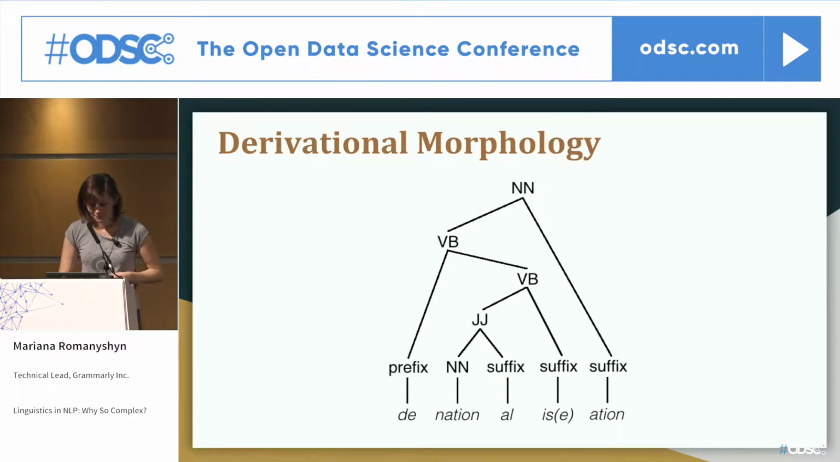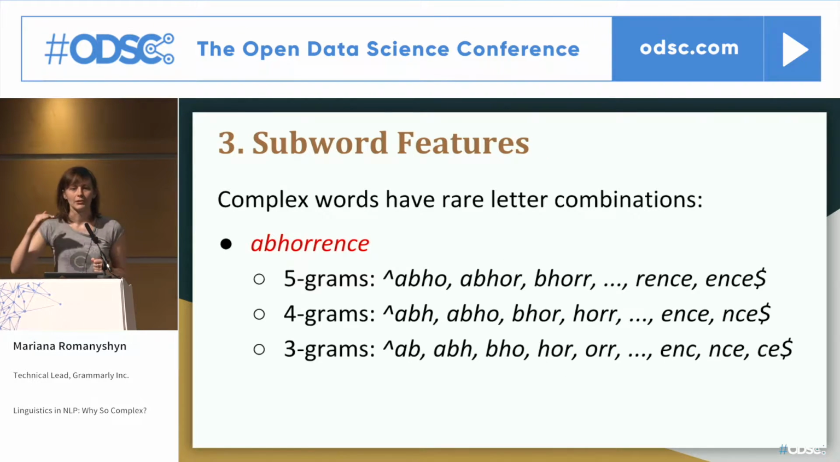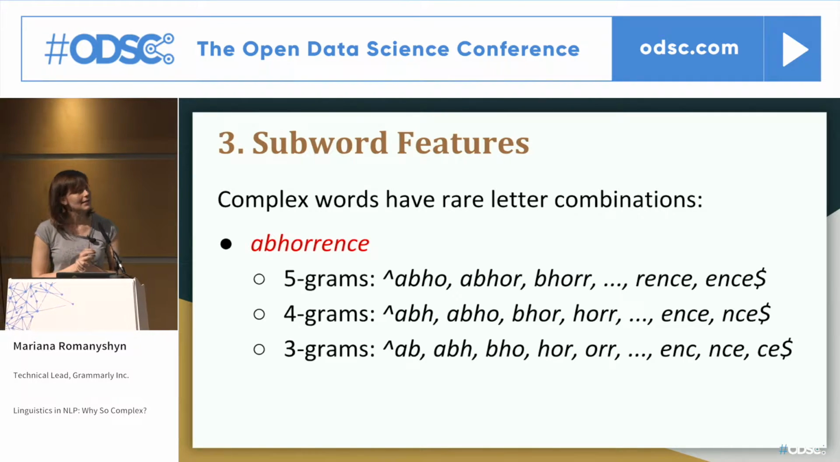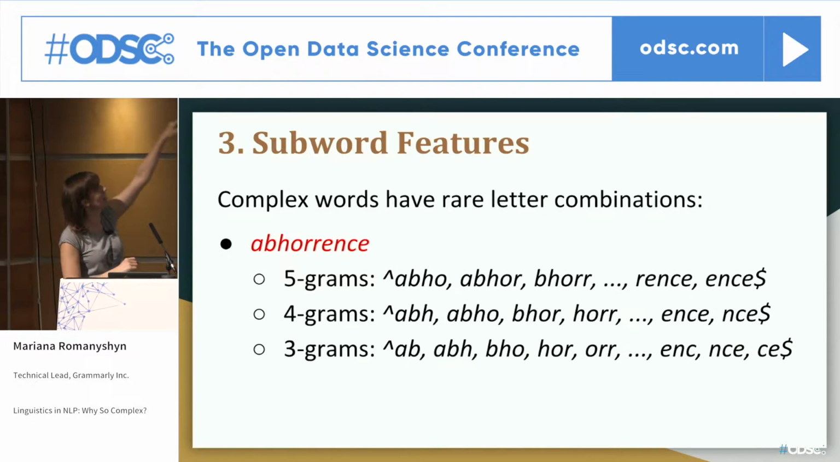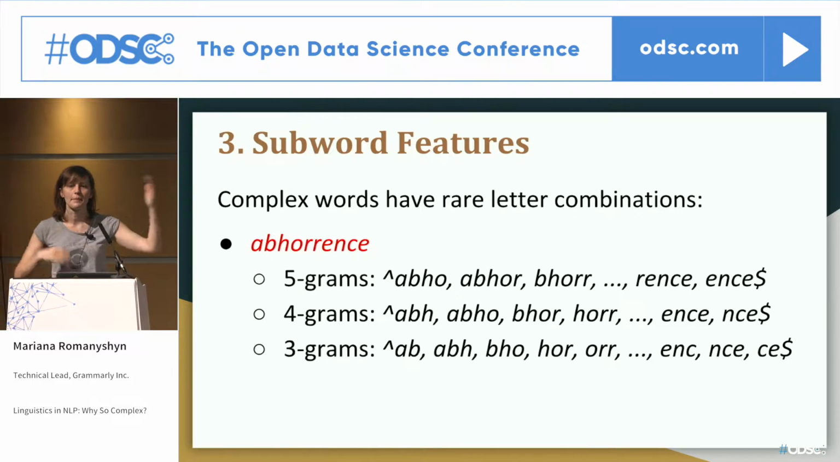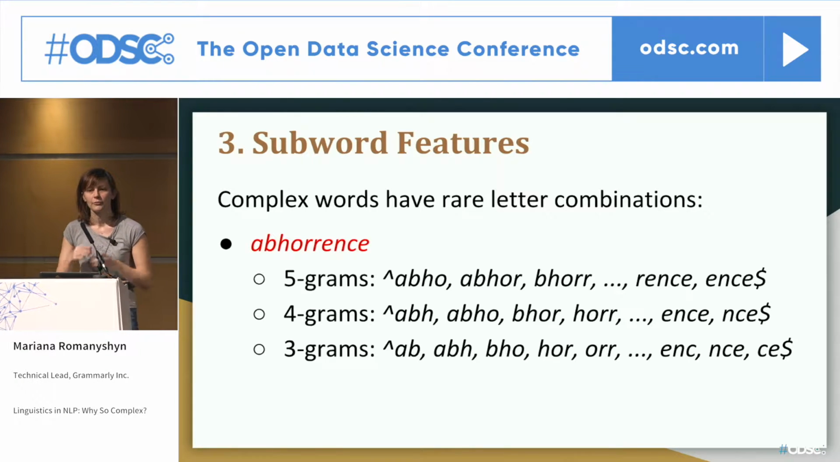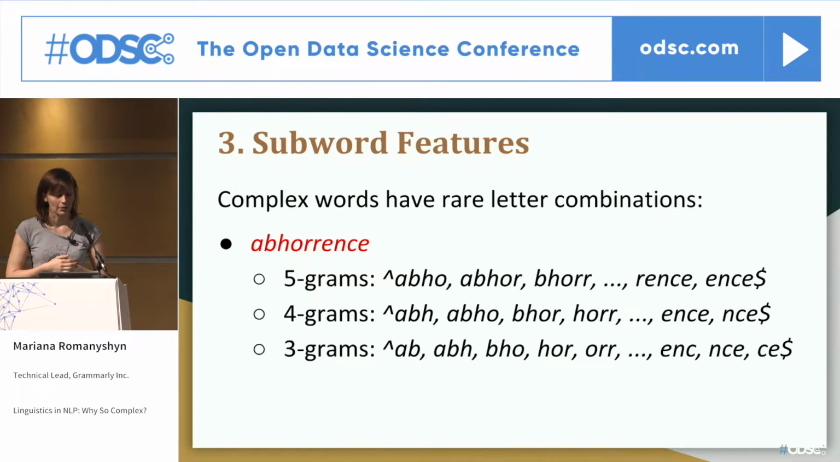All right, let's move on. What if we go a level lower from the word level, and go to the character level? If we look closely at our complex words, we can see that they have rare letter combinations. And you can build something that we call character n-grams. N-grams are sequences of elements. In this case, you can also see that I put a caret at the beginning and a dollar sign at the end. This marks the boundaries of the word: this is the beginning of the word, and this is the end. And you can collect sequences of characters of different lengths from the word.